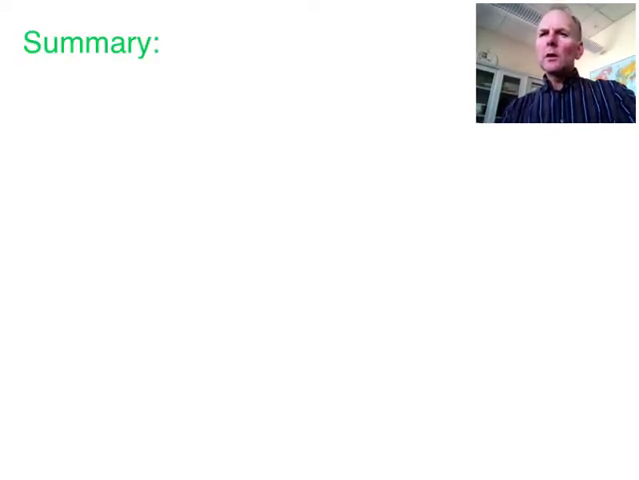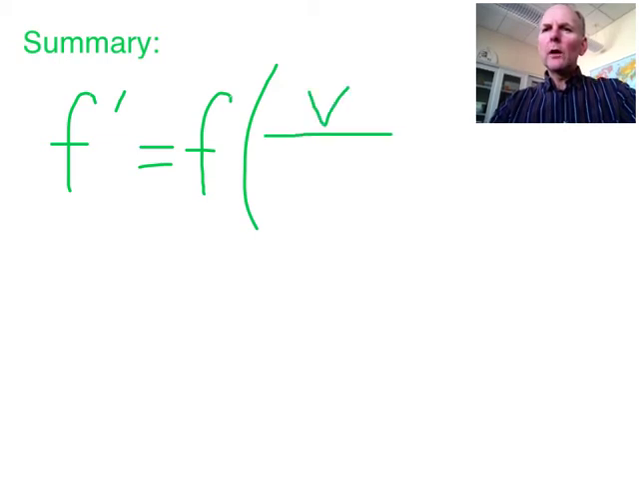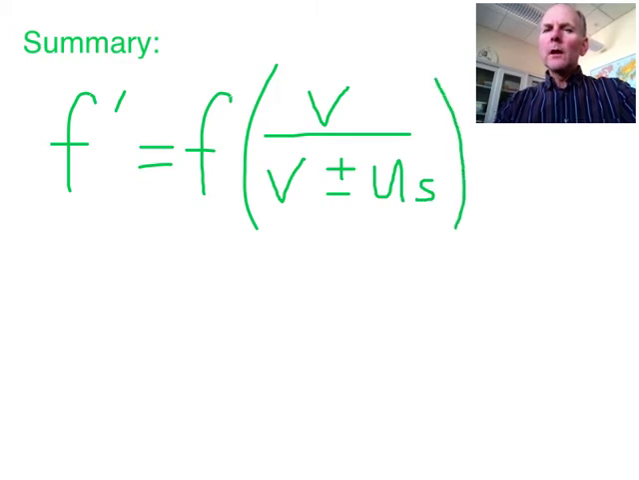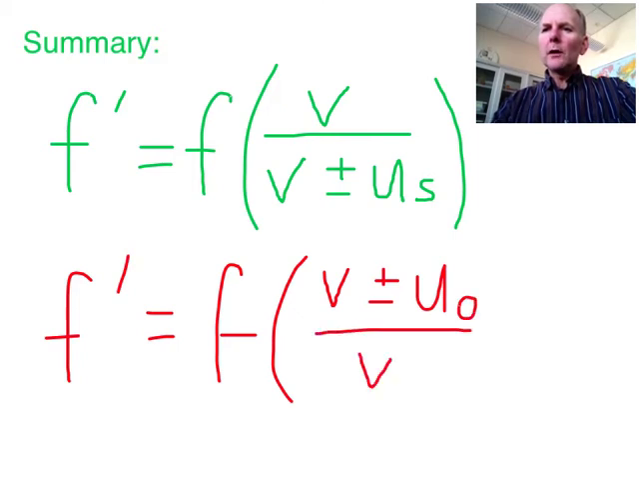So summarizing those two situations, when we have a moving sound source, we use this equation. The apparent frequency is equal to the actual frequency multiplied by the speed of the sound wave divided by the speed of the sound wave plus or minus, depending on the situation, the speed of the source. For the situation where the sound source is not moving but the observer is moving, we use this equation. Apparent frequency is equal to actual frequency multiplied by speed of the sound plus or minus the speed of the observer divided by the speed of sound.